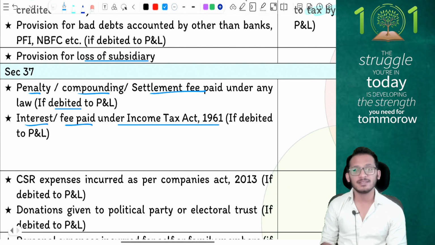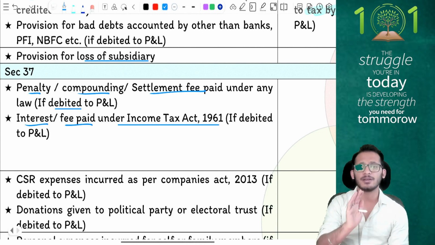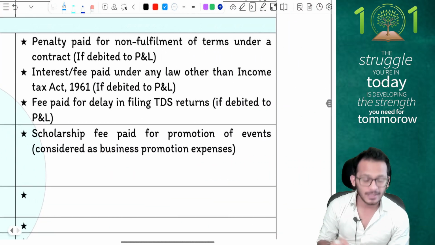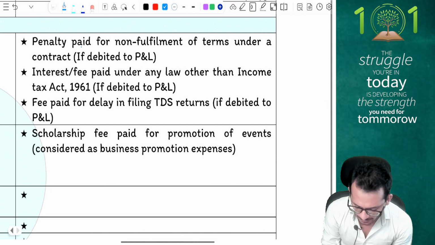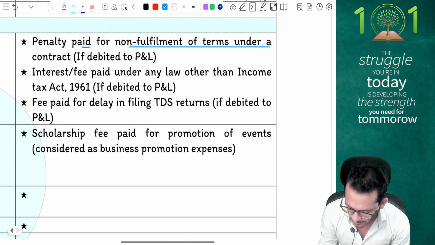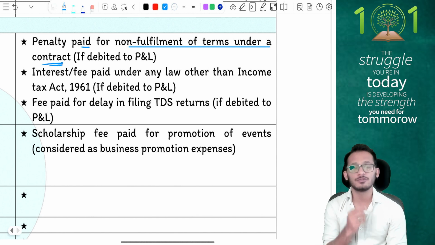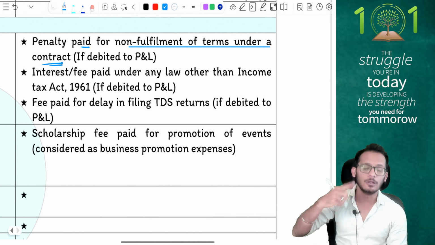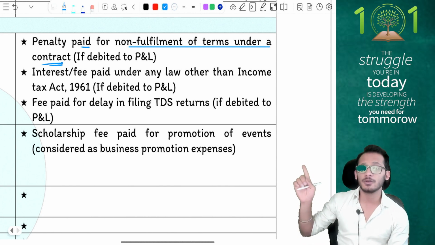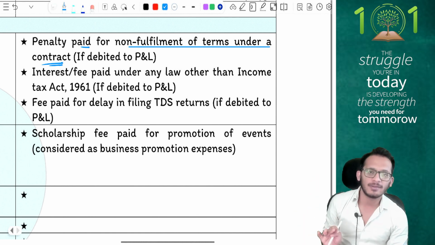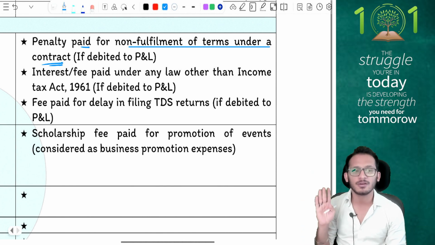While this is not section 37, people, this is section 48 too, but it is good enough to refer. On the right side, what and all items will you ignore? Any kind of penalty which is paid for non-fulfillment of terms under a contract. Yes, understand, people, section 37 only disallows those expenses which are paid for a law payment. This is not a payment of a law, this is a payment of a contract, and therefore it is still an allowable deduction. It does not have any disallowance under section 37, so you can ignore this adjustment.